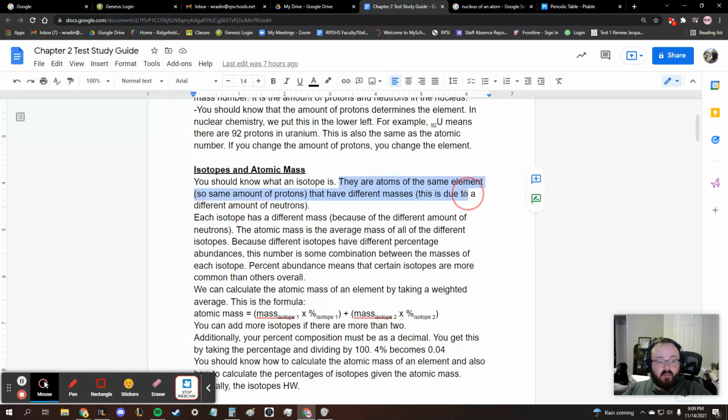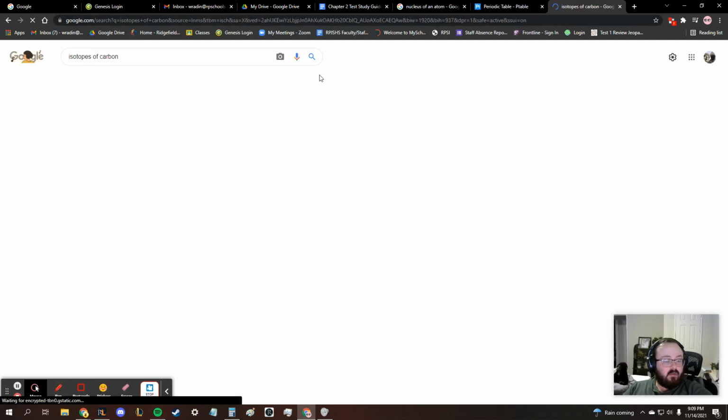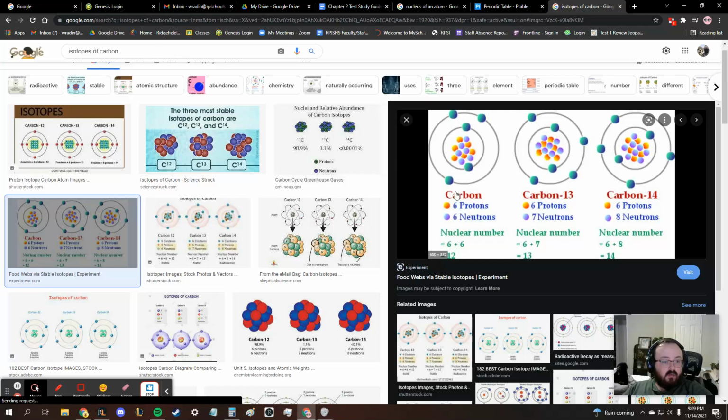Isotopes are the same element, which means they have the same amount of protons, but their mass is different because they have a different amount of neutrons. If we look up isotopes of carbon, we got a nice little image here.